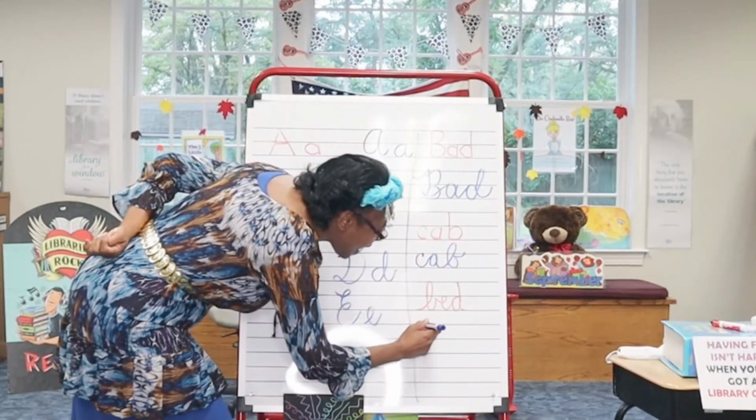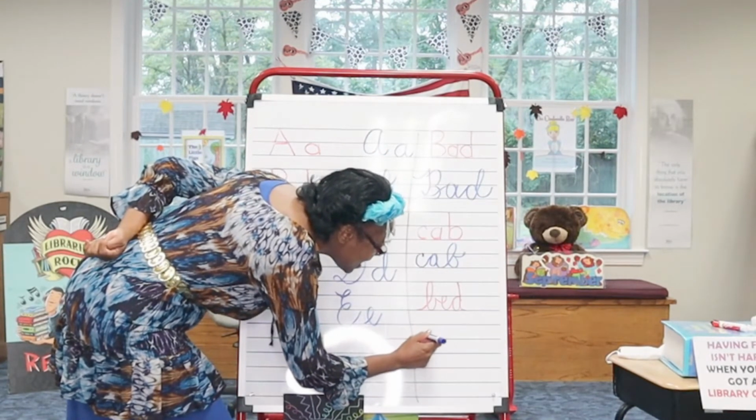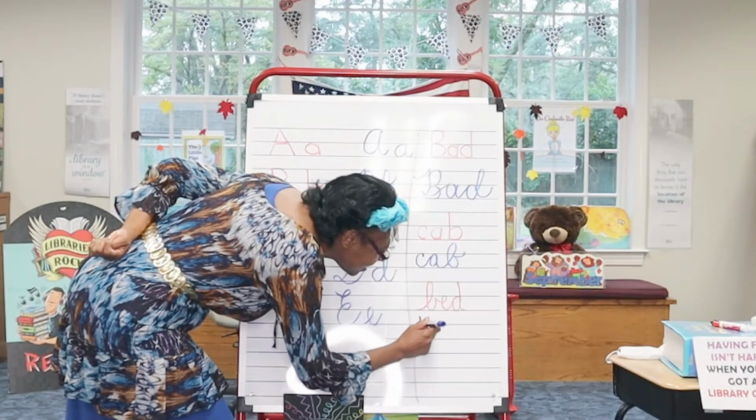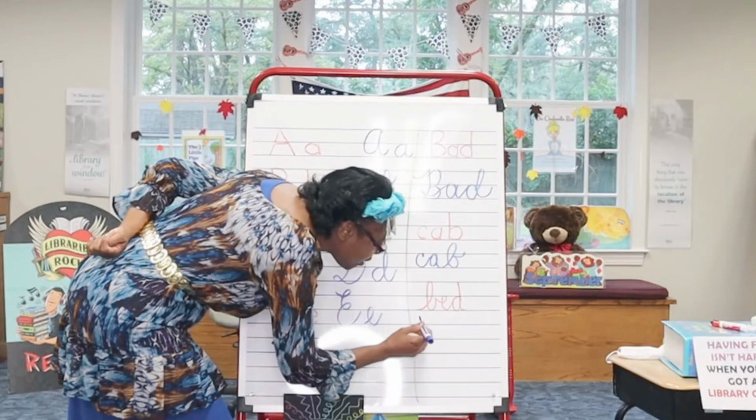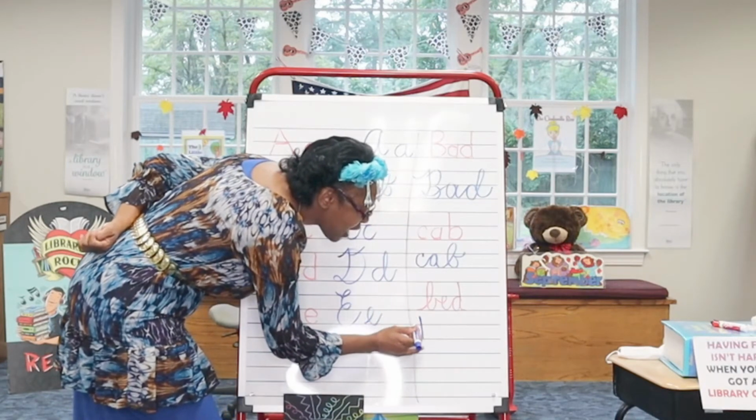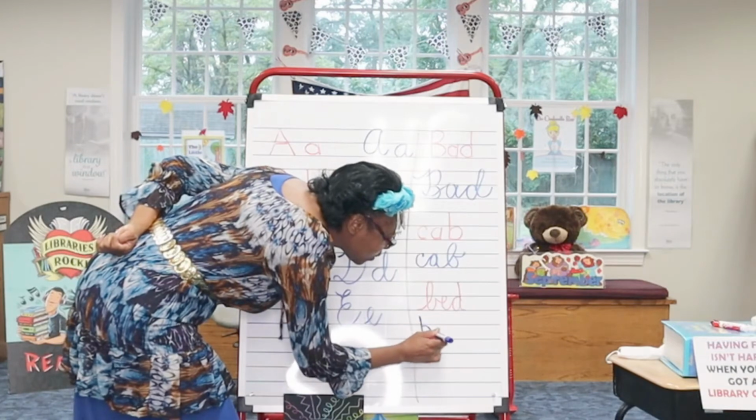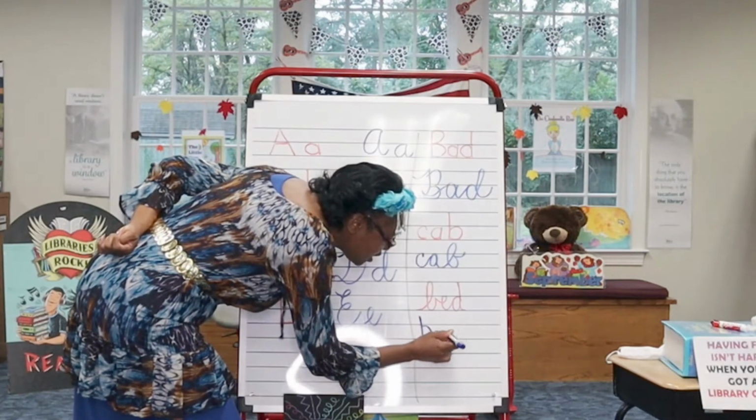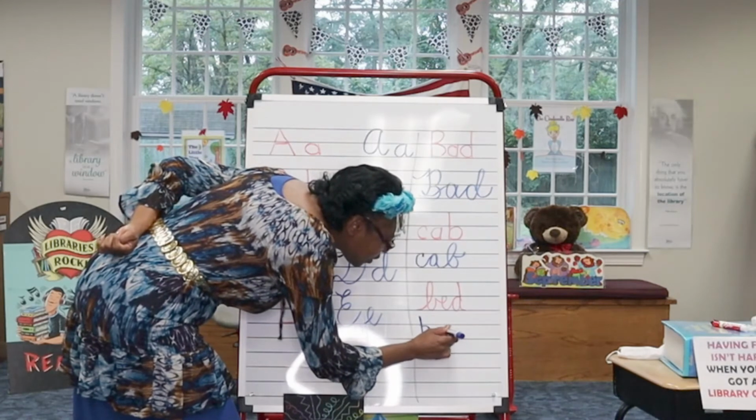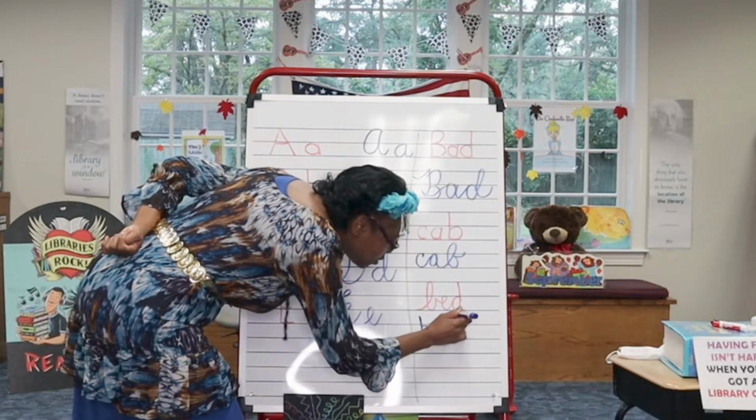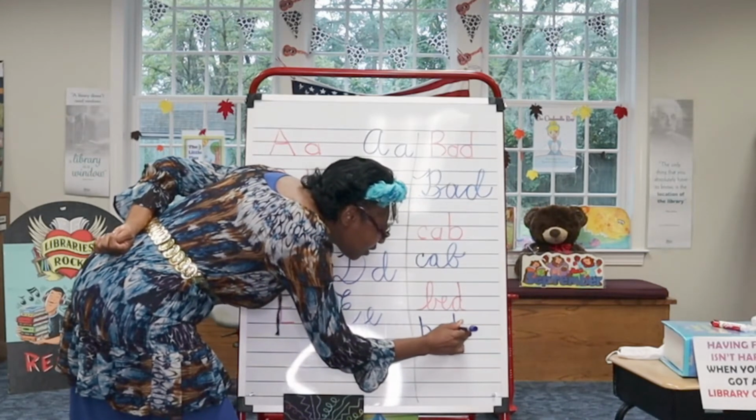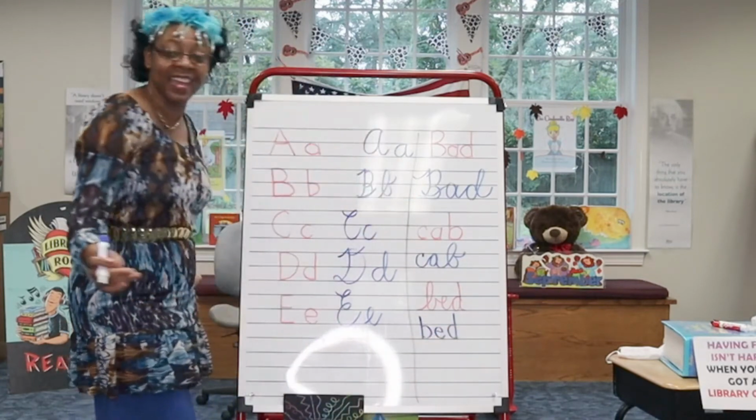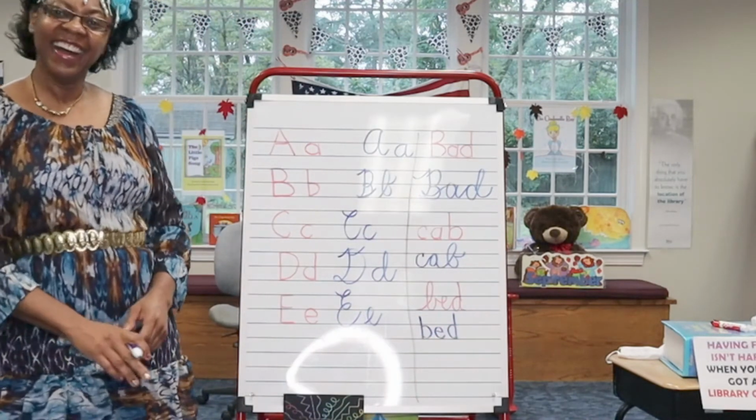We're going to use our lowercase B, which is our vertical line with a curve. We're going to use our horizontal line with a curve. We're going to use a vertical line with a curve. I love it! Go.